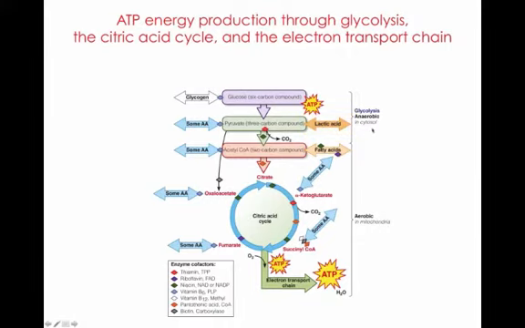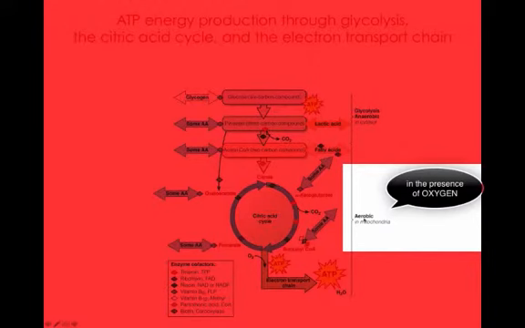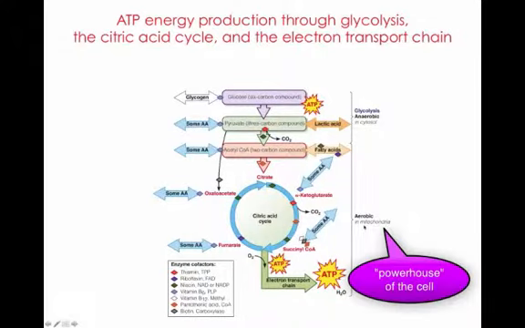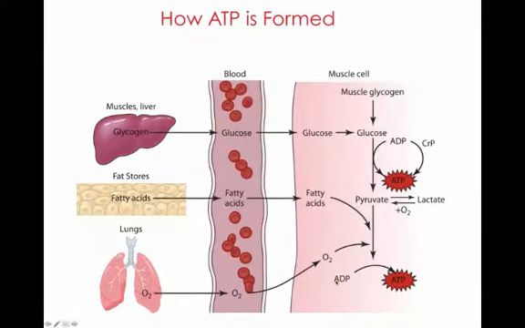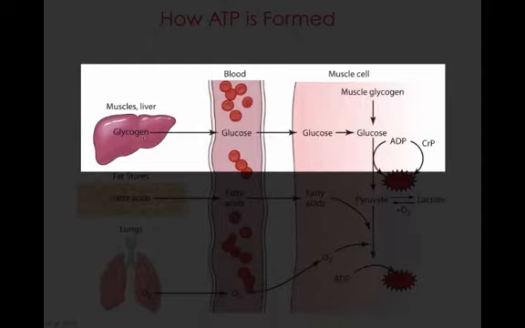And in the presence of oxygen during aerobic exercise or aerobic activity, the mitochondria, or that powerhouse of the cell, is used to produce lots and lots of ATP. Right here. How is ATP formed? We have glycogen in the liver and the muscle that's broken down into glucose, and from glucose in the blood, it goes into the cell and gets broken down to release ATP.